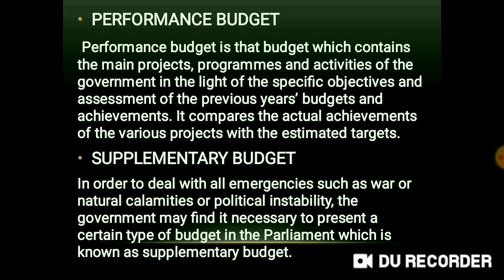This budget also mentions the scope and the objectives of the schemes, what are their estimated cost, what are their targets and achievements, and what are their shortfalls. So all of these things are mentioned in the performance budget. This budget also tries to compare the actual achievements of the various projects with the estimated targets. I hope performance budget is clear to you.